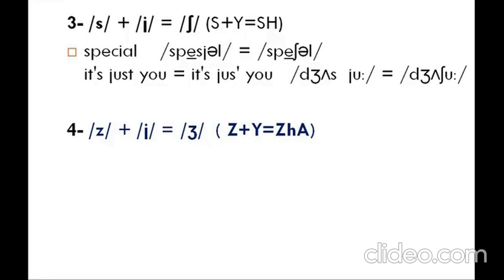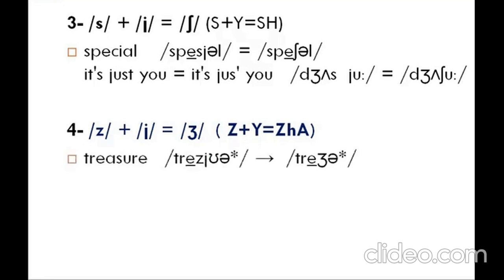Similarly, in the phrase "it's just you," where the sound t in the word "just" is silent, so it's "jus you," and s and y assimilate, and we get sh. So it's not "it's just you", it's "it's jus-shu". And finally, there is this case of z combining with the sound y in the word treasure, where we get the new consonant sound zh, treasure. It's not "trez-yur", but it's "tre-zhur".